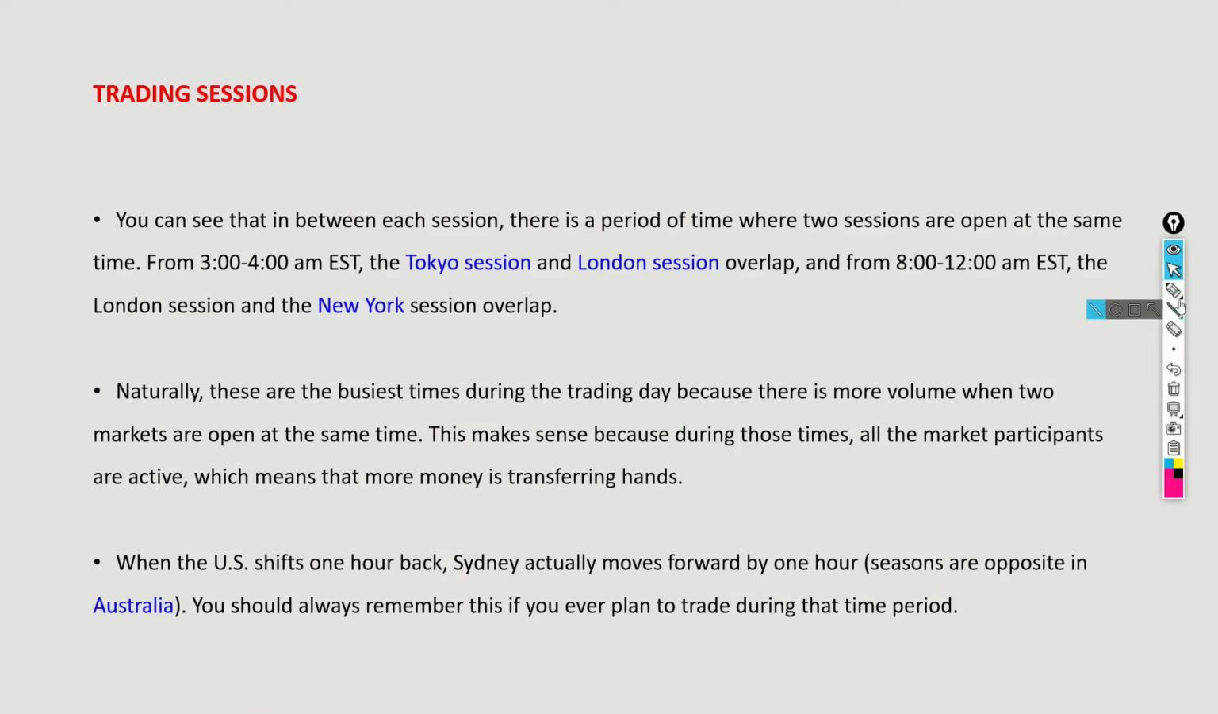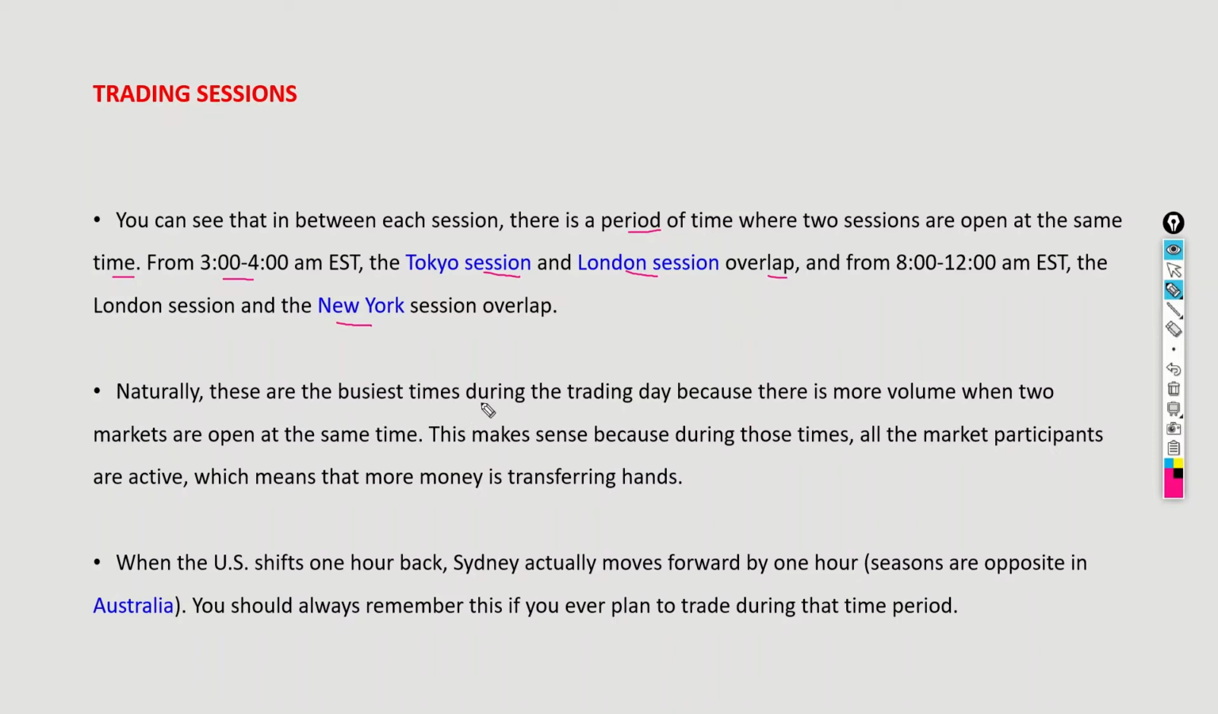You can see that in between each session, there is a period of time where two sessions are open at the same time. For example, from 3 to 4 EST, that is Eastern Standard Time. The Tokyo session and the London session overlap from 8 a.m. to 12, and then, in EST, the London session and New York session overlap.